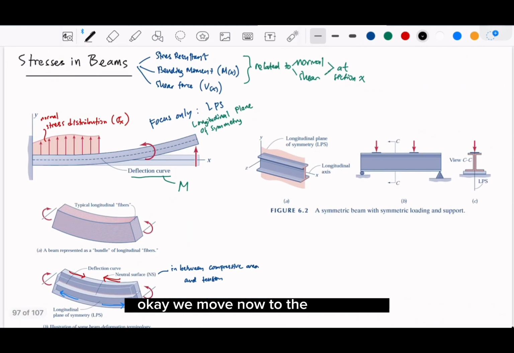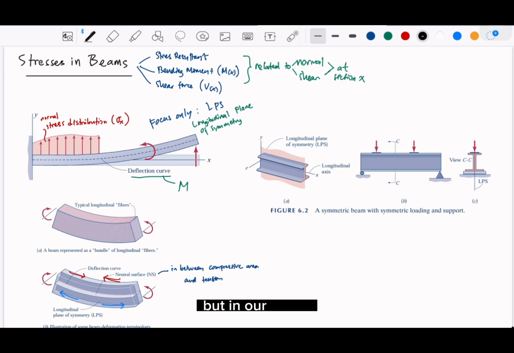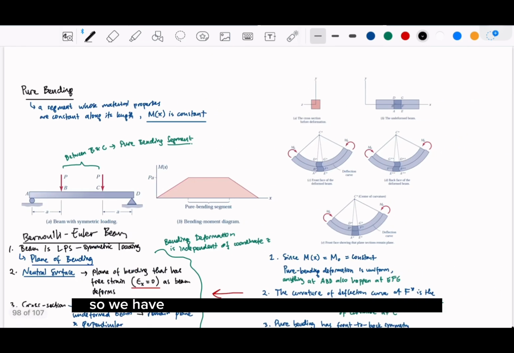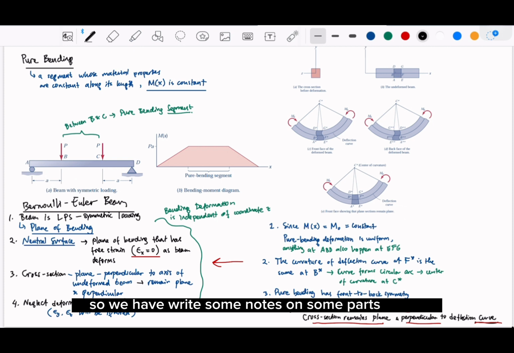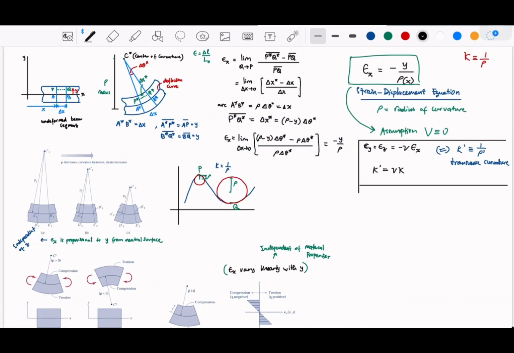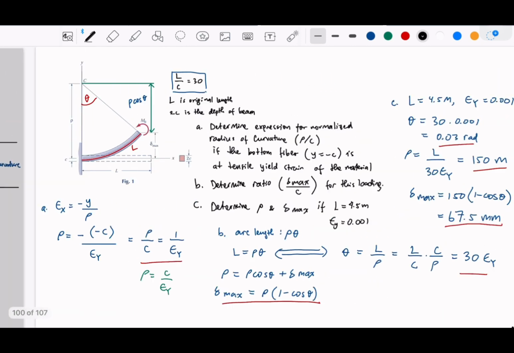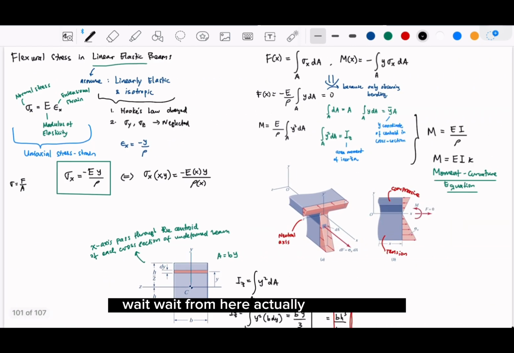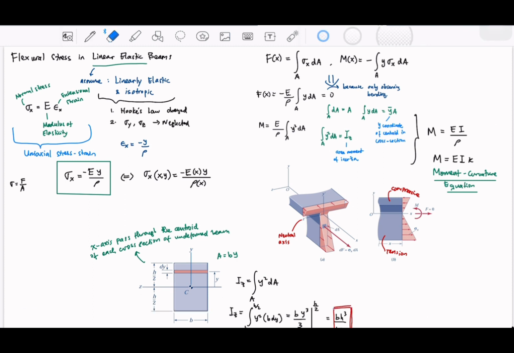Okay, we move now to chapter 7, which is the stresses in beams. Some books, perhaps they mention a different chapter, but in our books, this will be in chapter 7. So we have written some notes on some parts. I think this is pretty much a concept, okay? Something that you need to remember is from here. This is the one that I think is significantly important.